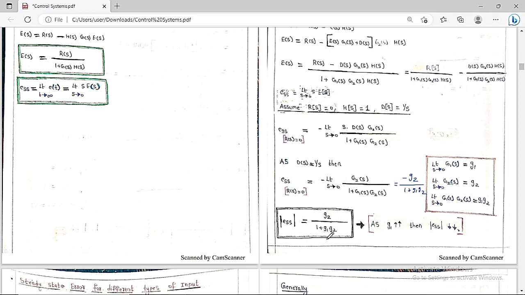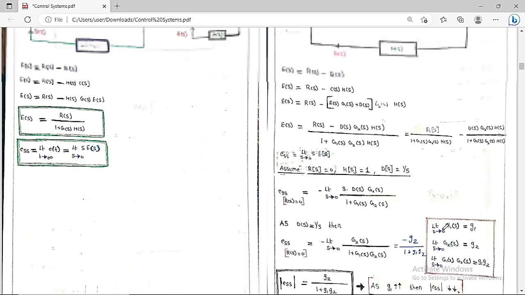So you can see clearly here, suppose G1 increases, then what is going to happen? As G1 increases, the denominator part increases, so the overall value decreases. So as G1 increases, the amount of the steady state error will decrease. Therefore, as the G1 value increases, the overall steady state error is going to decrease. So what is G1?